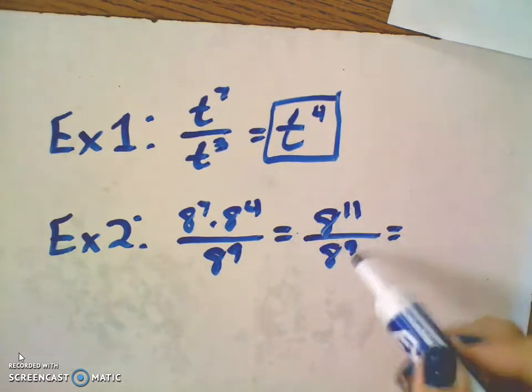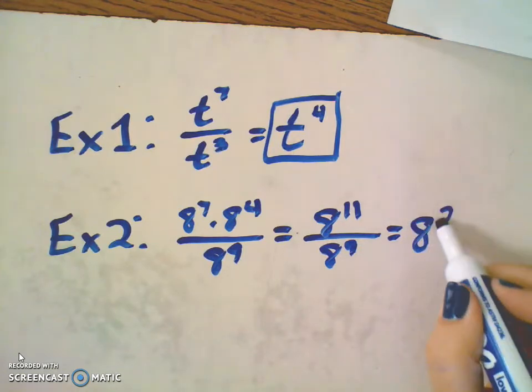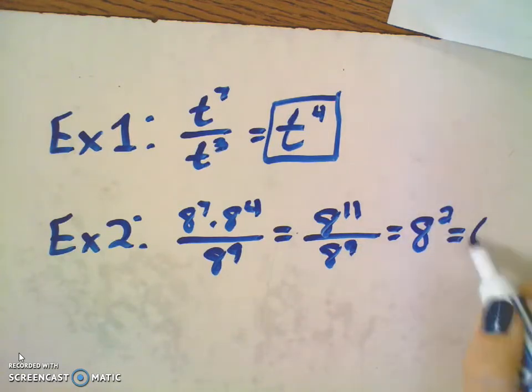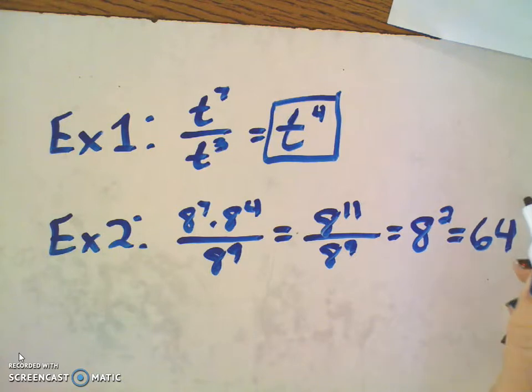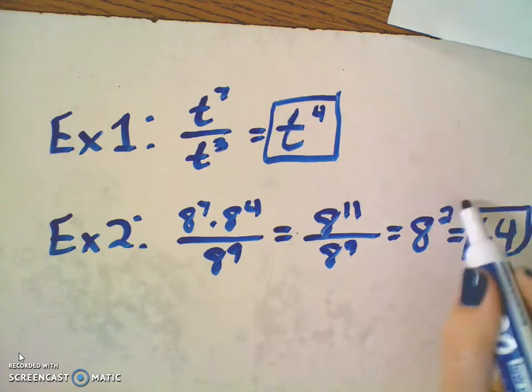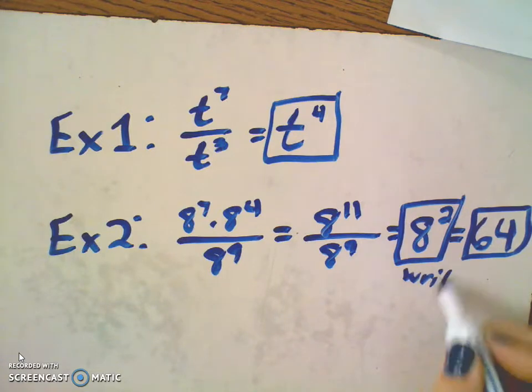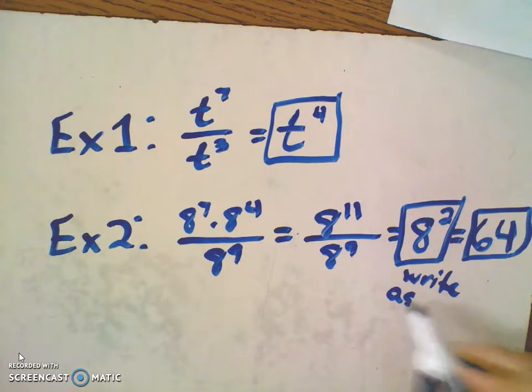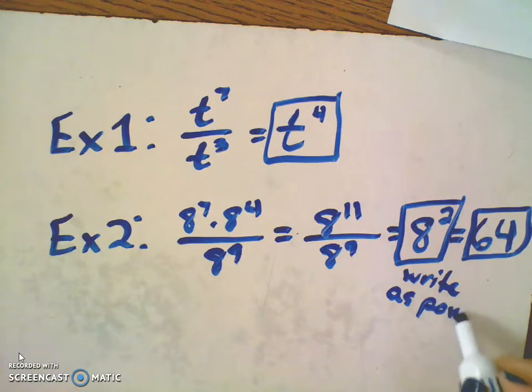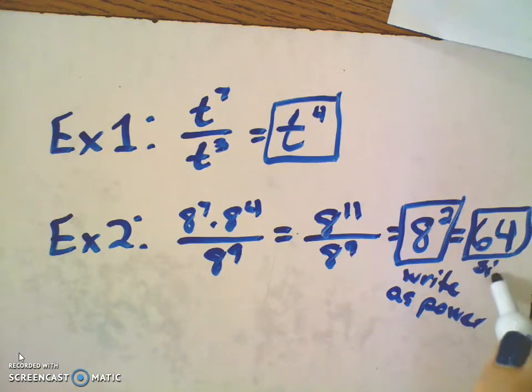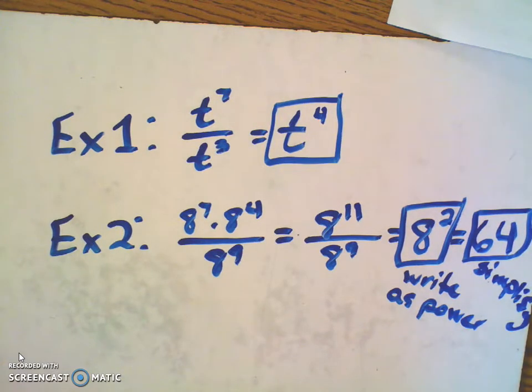So then I'm going to subtract my exponents, and I get 8 to the 2nd power, which is the same thing as 64. So if they ask you to evaluate it and write it as a power, then you're going to have it like 8 squared if it says write as a power. If it just says simplify, then you would take it all the way to 64. Okay, so that's the quotient rule. Write down any questions that you have so we can talk about them in class.